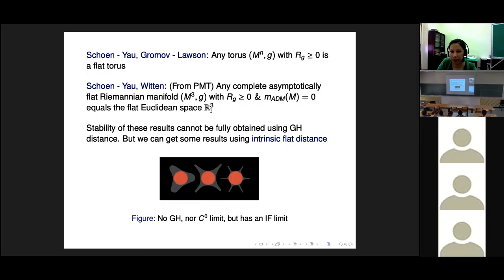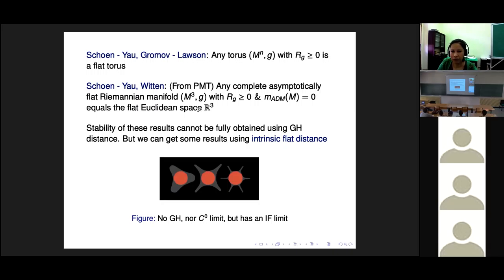And then one wonders what happens if we try to relax these conditions. For example, in the first theorem, maybe we allow the scalar curvature to be negative, but very close to 0. And in the second theorem, maybe we allow the ADM mass to be positive and very, very close to 0. What would happen if we take a sequence of manifolds satisfying these conditions? Would they converge to a flat torus or to Euclidean space? What we have seen is that if we use the Gromov-Hausdorff distance, then we can easily obtain counterexamples to converging to a flat torus or to Euclidean space. And then we try to do something else.